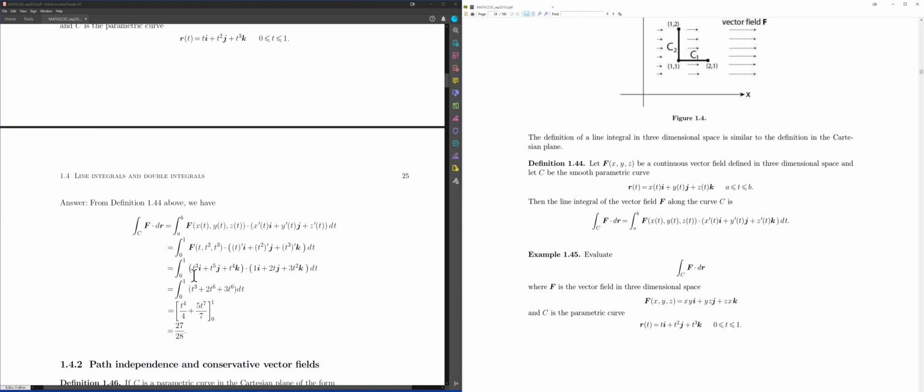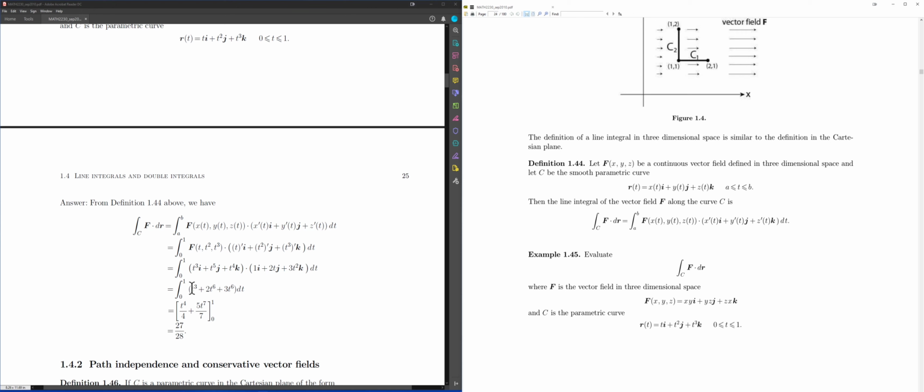Taking the dot product is going to be t cubed times 1, which gives me this t cubed. t to the 5th times this 2t gives me 2t to the 6th. And then t to the 4th times this 3t squared gives me 3t to the 6th. And remember, when you take a dot product, you need to add them up. So add this up over here.